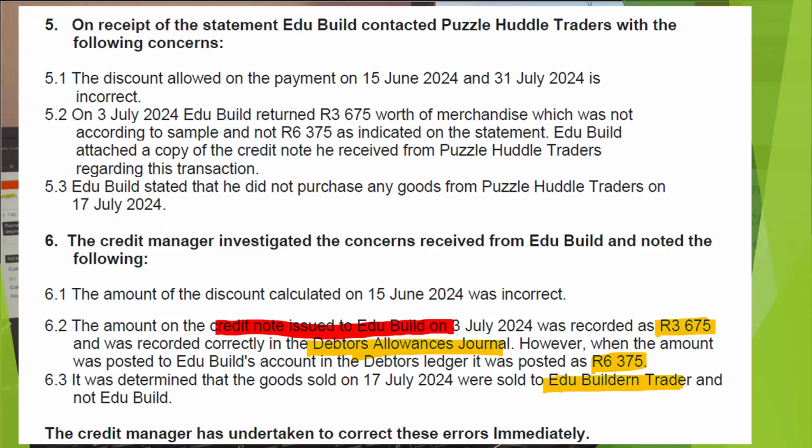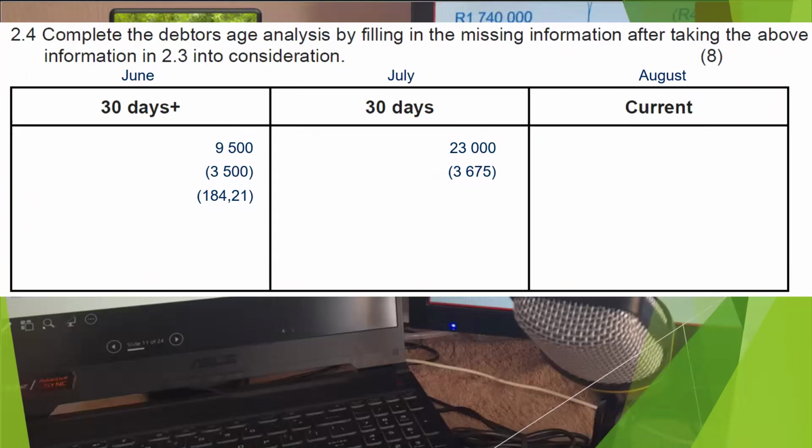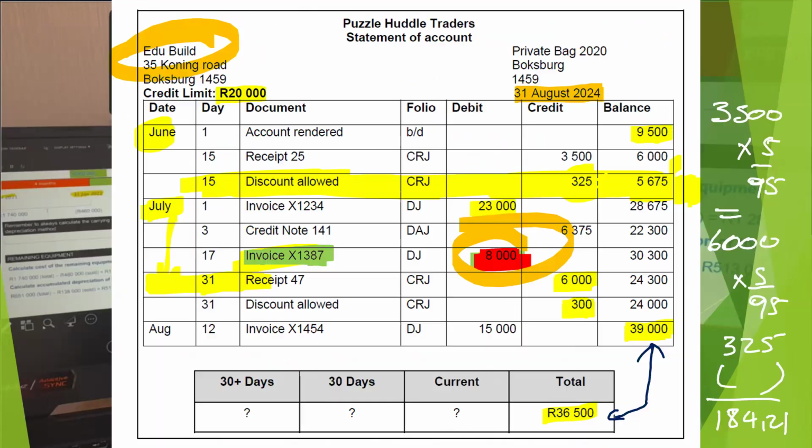So it was determined that the invoice for goods sold on the 17th of July were sold to Edu Building and not Edu Build. So it wasn't supposed to be in the account of Edu Build. It was supposed to have been taken to the account of Edu Building. So I will leave it out altogether because it's not supposed to be recorded in the debtors age analysis of Edu Build. Okay, then we've got a payment of 6,000 Rand.